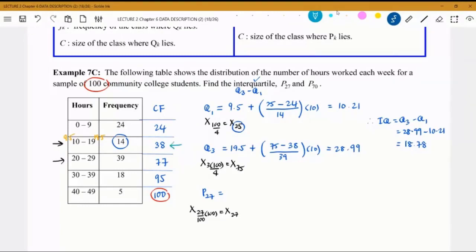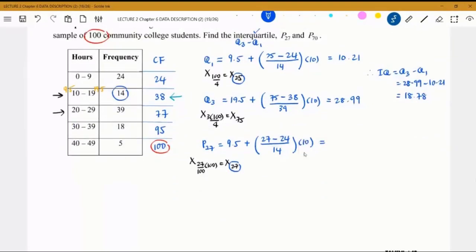The formula will be the same: 9.5 for the lower boundary plus, taking this value, 27, minus the cumulative class before, 24, divided by the frequency of itself, 14, times 10. Okay, so find the value for this one. What will you get?